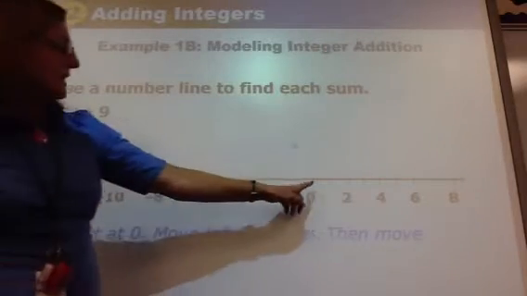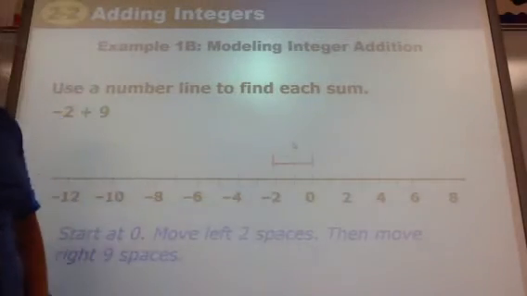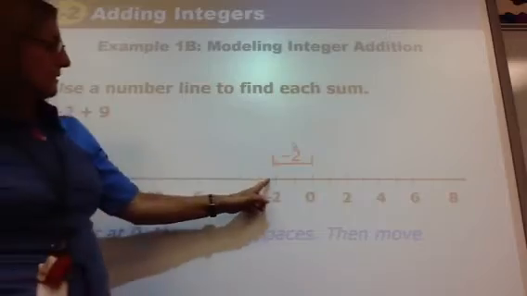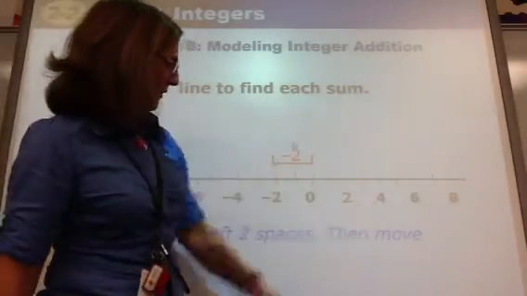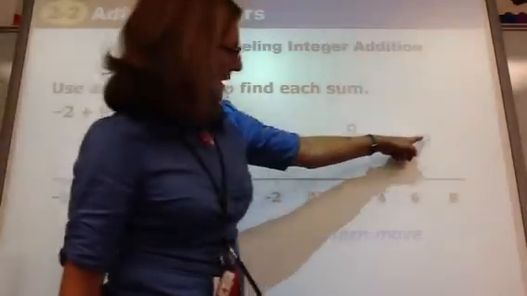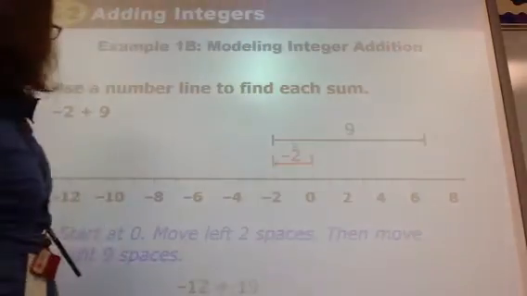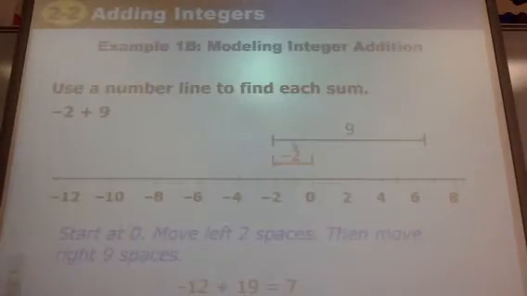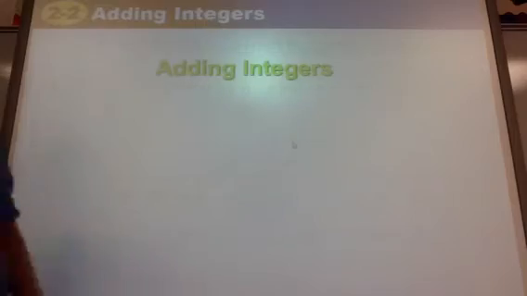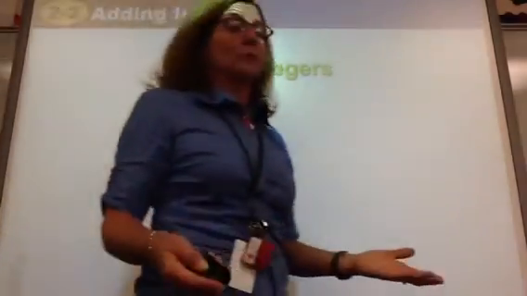All right, so let's check this. We're going to start at 0 and move over -2. And then from there, we're going to go +9. So we're going back in a positive direction, 9 more spaces. So we end up at 7, of course. All right, so there's that one. Now, looking at adding integers, we've got some rules.